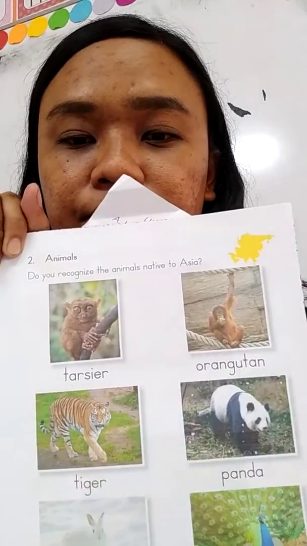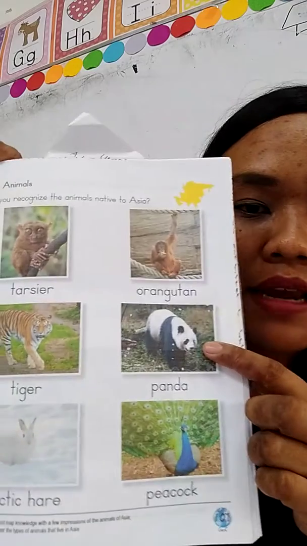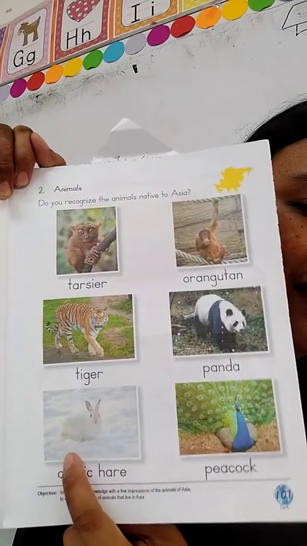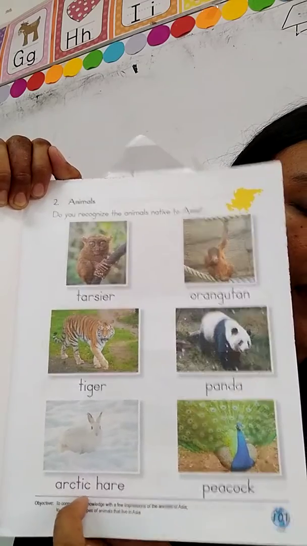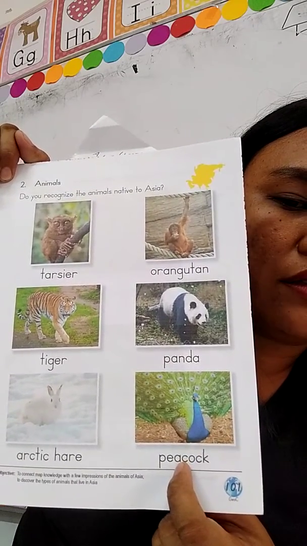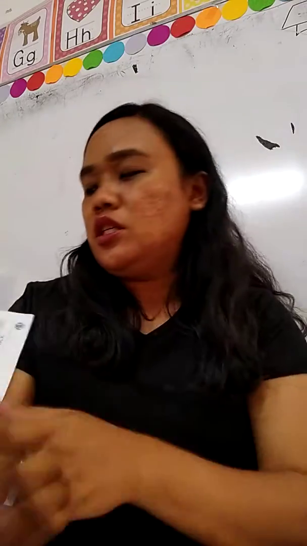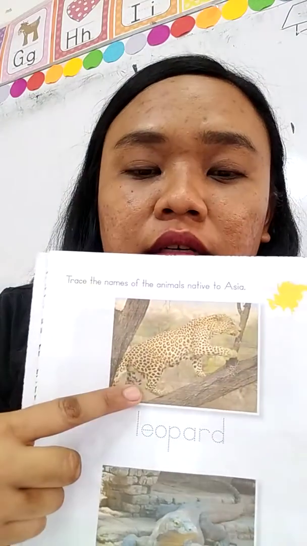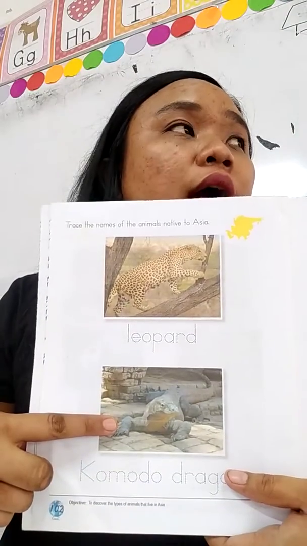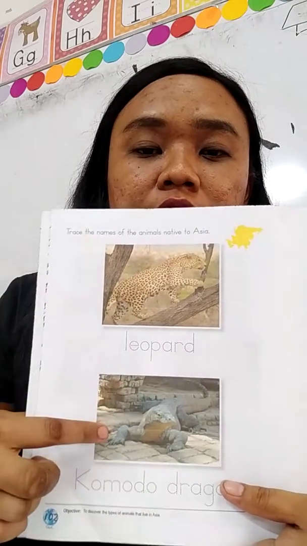Then we have panda. Panda. We have an Arctic hare. Arctic hare, and our peacock. Peacock. So this is just our review. Since we have already learned this, there's a few more here. Leopard and Komodo dragon. Leopard, Komodo dragon. We're just running through very quickly because I would like to focus more on the landforms and waterforms. Okay, let's move.